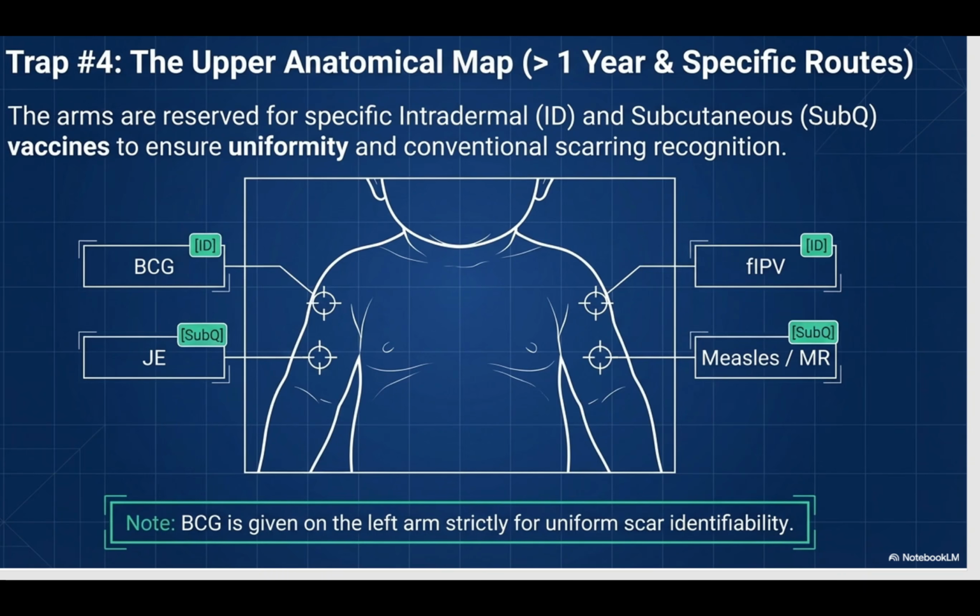This is again the map of site of vaccination. The JE and measles are given as subcutaneous. Fractional IPV and BCG are given as intradermal. BCG and JE are given on the left side. Fractional IPV and measles containing are given on the right side.